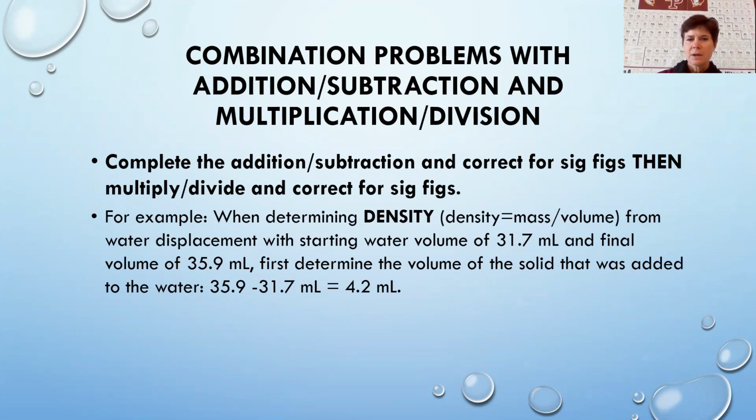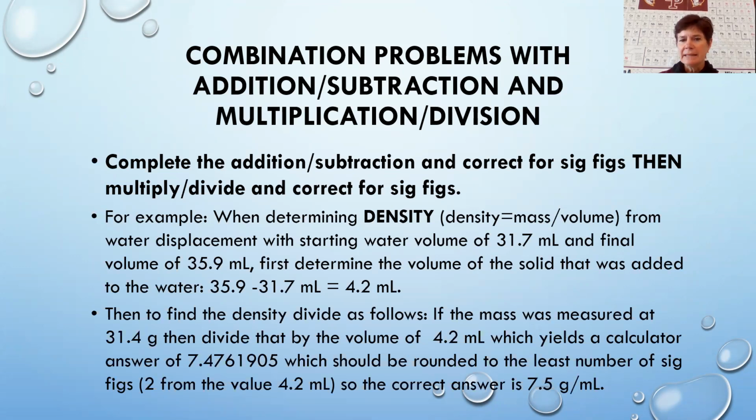For example, when determining density, knowing that density equals mass divided by volume from water displacement, if we start with a value for the water volume of 31.7 mL, and then put in a piece of solid that then changes the volume that we can read for the water, we would have a final volume of 35.9 mL. First, determine the volume of the solid that was added to the water. That would be final minus initial, so 35.9 minus 31.7 mL. So the solid that was added had 4.2 mL as its volume.